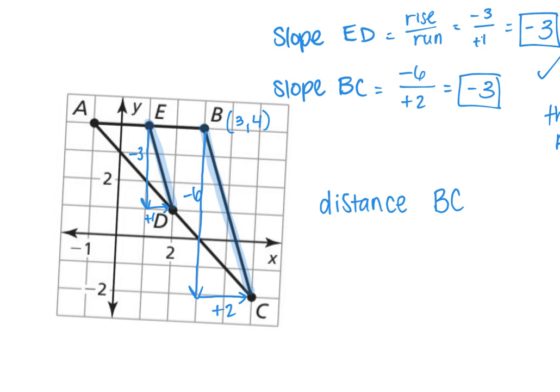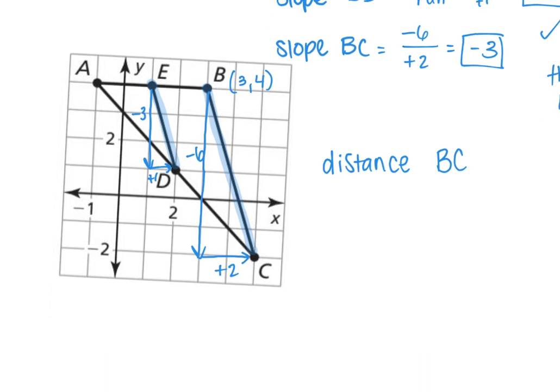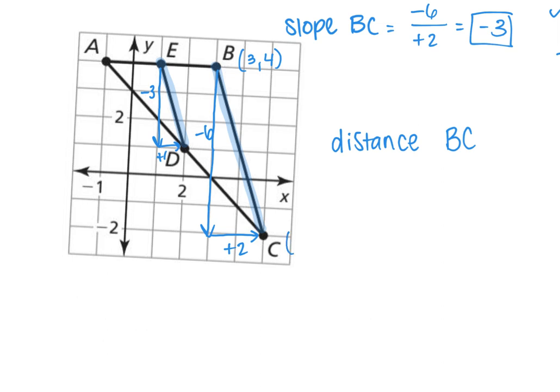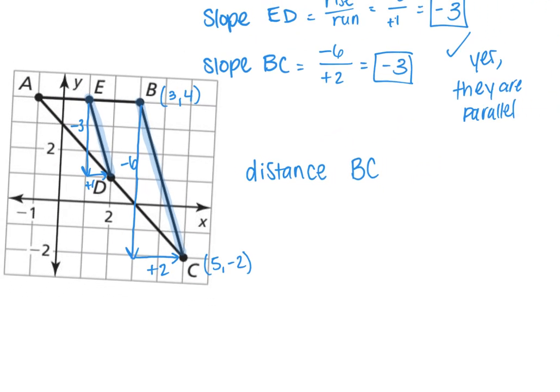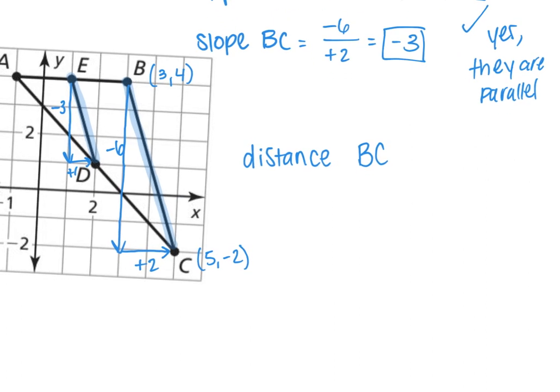And the coordinates of C are, what is that? Is it 5, -2? Yeah, okay. So we have both of our coordinates. We need to label them x1 and y1, and then x2 and y2. I'll make B x1 and y1, and I'll make C x2 and y2. Does it matter which one you make which? No, you're going to get the same answer no matter how you do it.